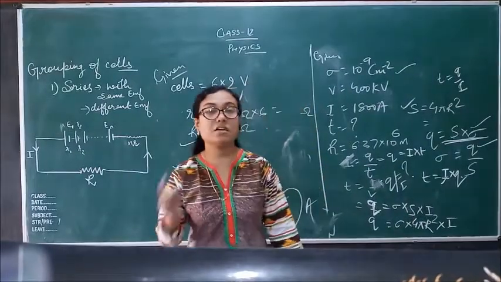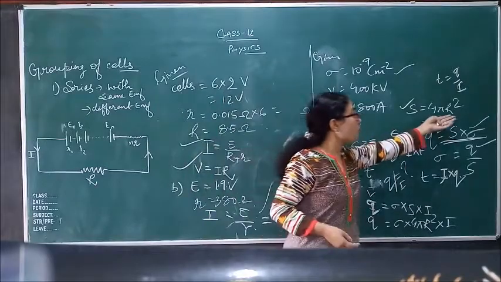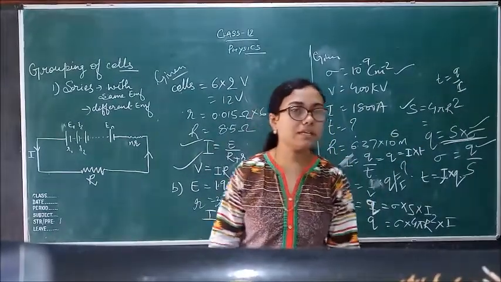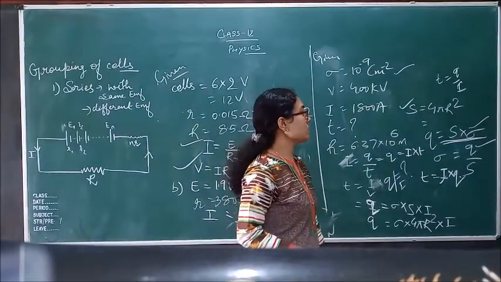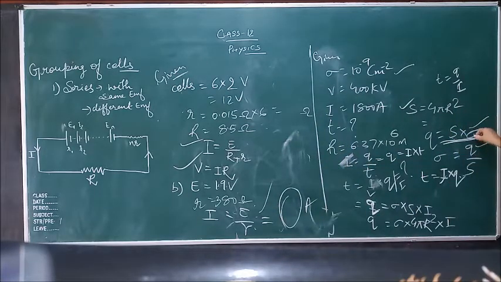Here it is given surface. For the value of surface, it is 4 pi r square. Yahan par jo concentrate karne ki baat hai, that is surface. For the surface, it is 4 pi r square. Okay, so 4 pi r square, the value of sigma is there, multiply it, you will get the value of Q. Q ki value will be?